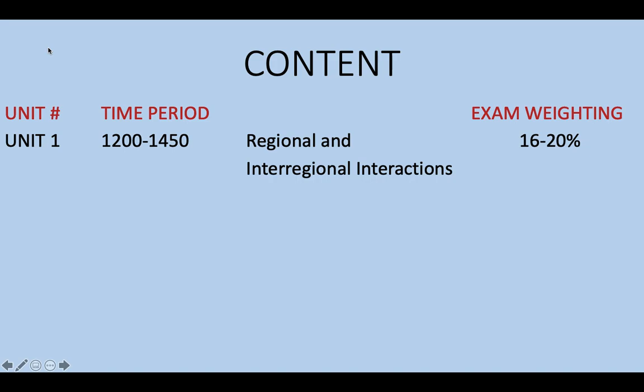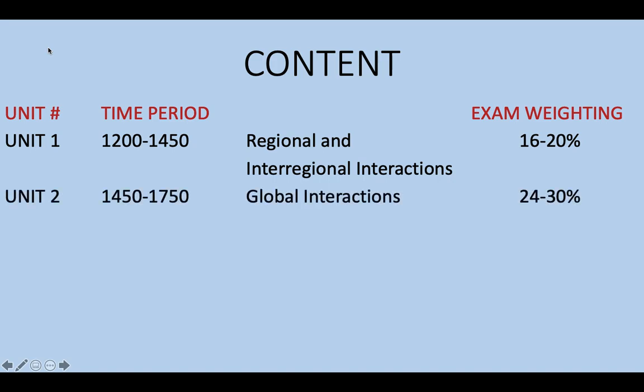So the first time period that's divided up by the College Board is the years 1200 to 1450. This is kind of like the end of the Middle Ages. It's known as regional and interregional interactions. This will be 16 to 20% of your exam. The second part is 1450 to 1750. It's called global interactions. You got a lot going on in this section, from the Renaissance and Reformation to the Scientific Revolution and Enlightenment, and this is 24 to 30% of the exam.